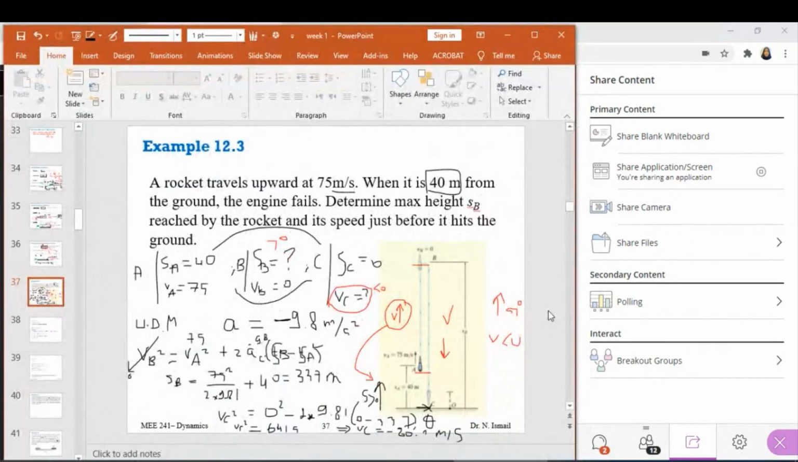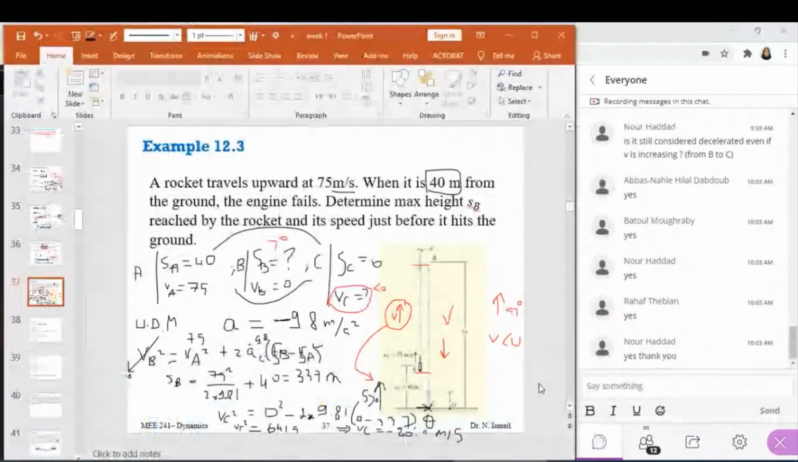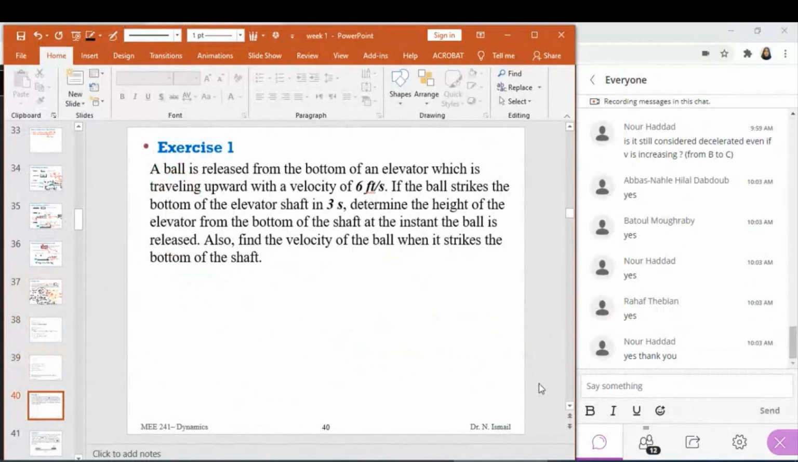So let's continue. Okay, all right, so guys, now we still have 2 exercises. In fact, I'm not going to go over exercise 1 because it is also a uniformly accelerated motion and it has the same concept as the previous example, but I have only to go over the unit here.